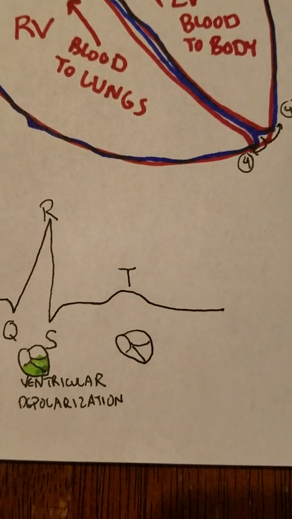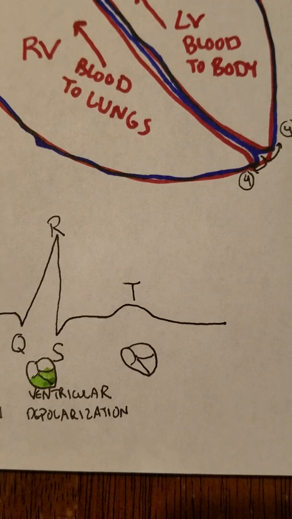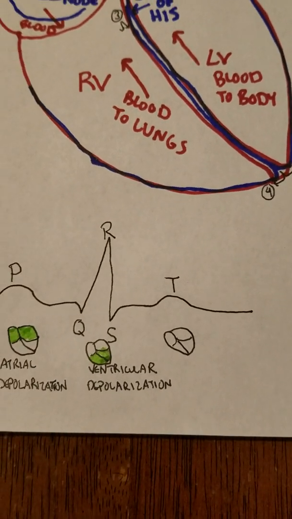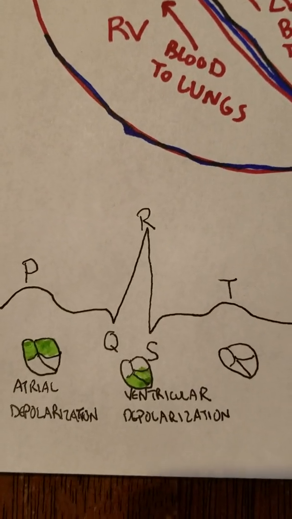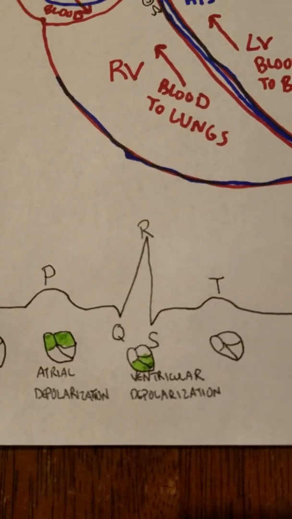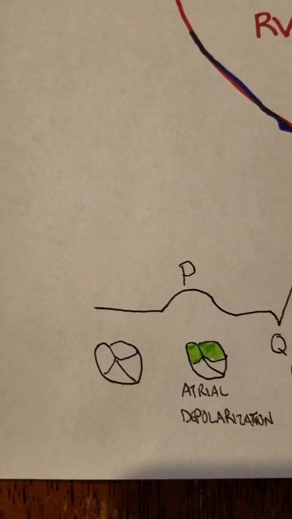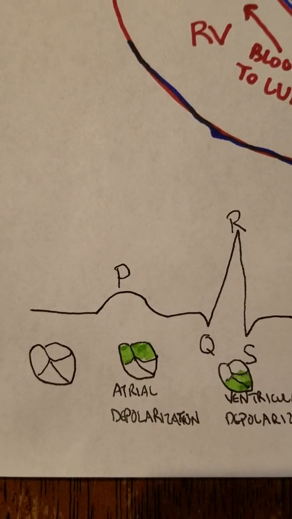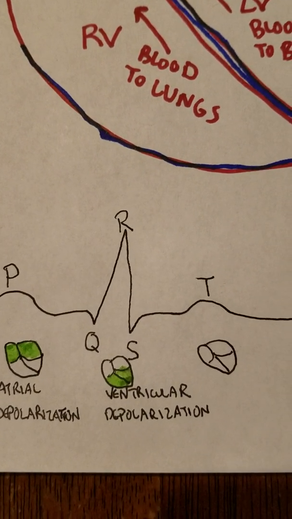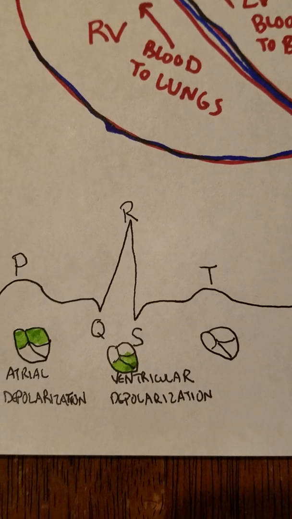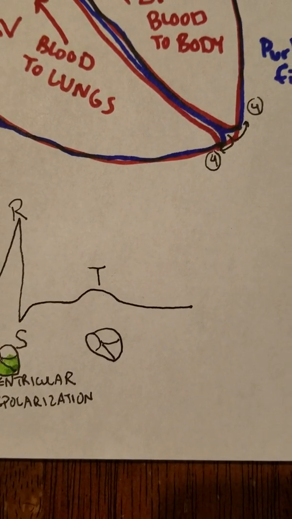Finally, we've got the T wave, which represents ventricular repolarization. And if you're curious, atrial repolarization happens somewhere during this QRS complex, but is not represented here. So, to review, you've got the P wave, atrial depolarization and contraction, QRS complex, ventricular depolarization and contraction, T wave, ventricular repolarization.